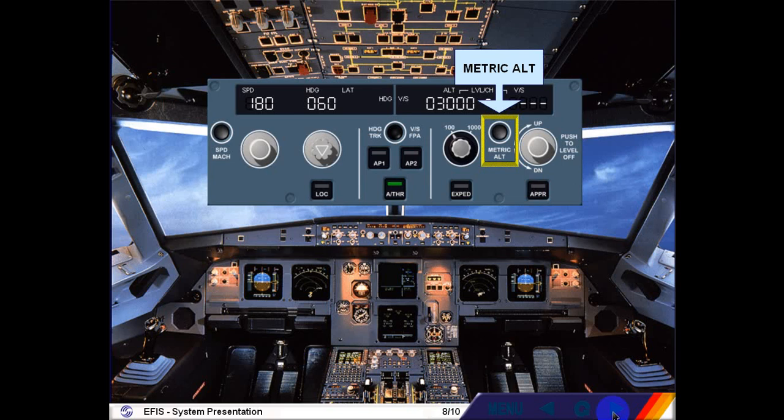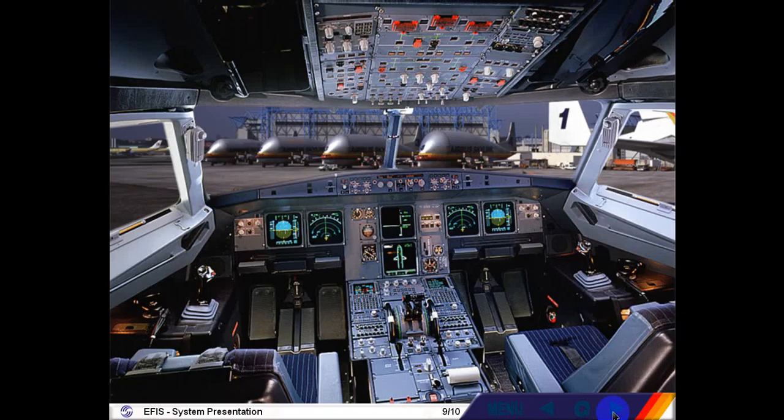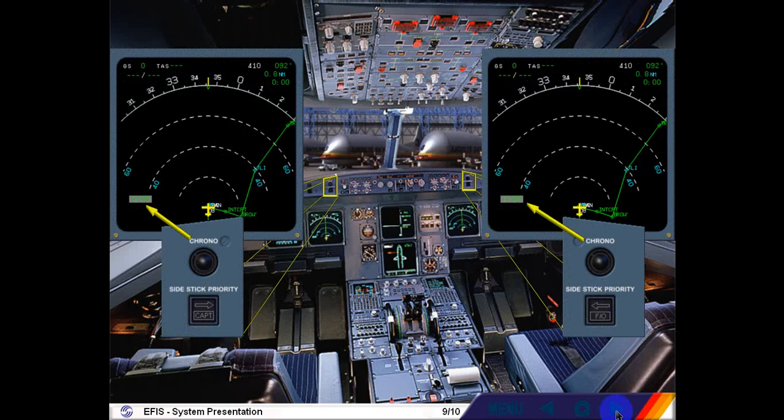This push button is used to display the selected altitude in meters on the permanent data part of the system display. As an option, the selected and actual altitudes in meters on the PFDs. You will see how all these selectors affect the EFIS displays in the modules that follow. The 2 chrono push buttons located on the glare shield control the associated chronometer display on the NDs. The push buttons operate like a normal stopwatch.